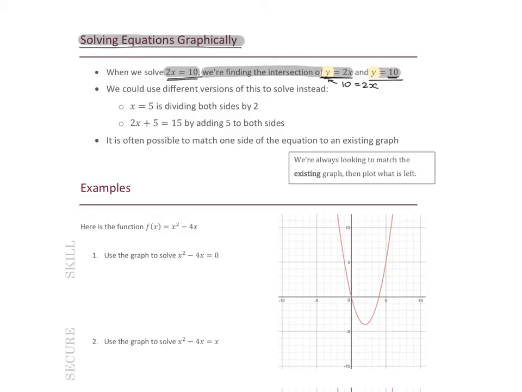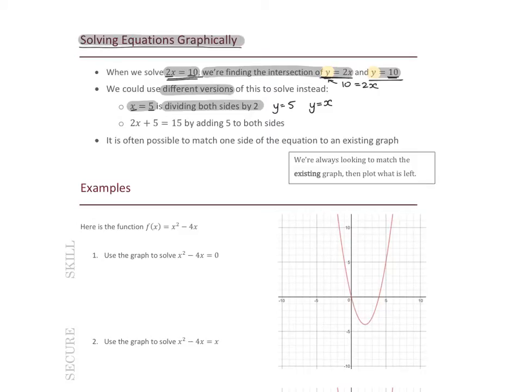Now, we could use different versions of this to solve instead. So x equals 5 is dividing both sides by 2. So instead of 2x and 10, we have x and 5. And that is solving y equals 5 and y equals x. So it's the same idea that we're solving two equations.